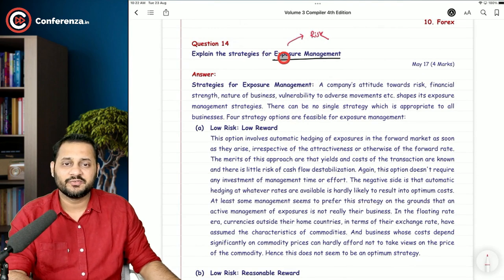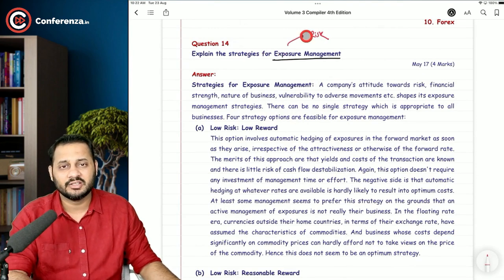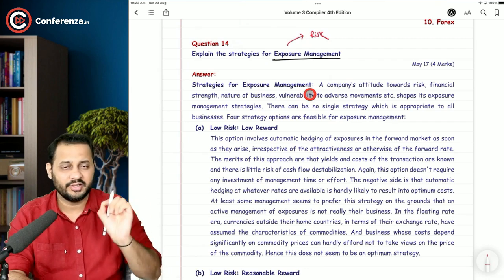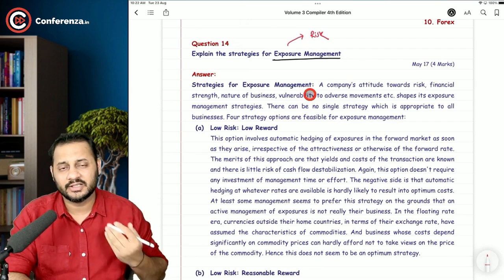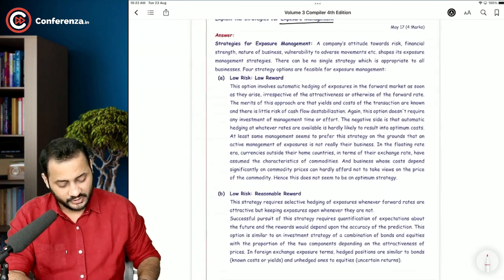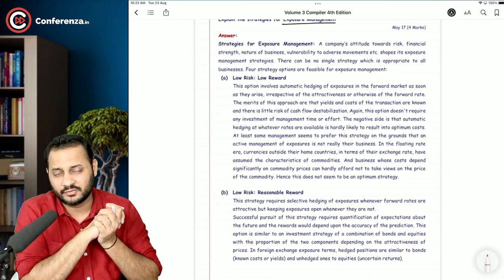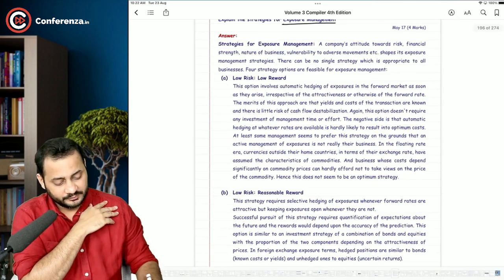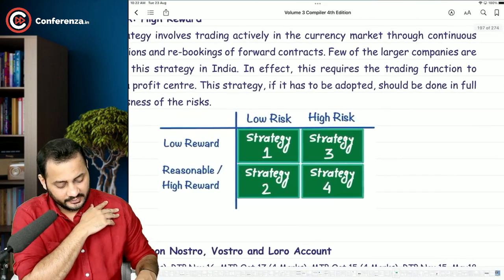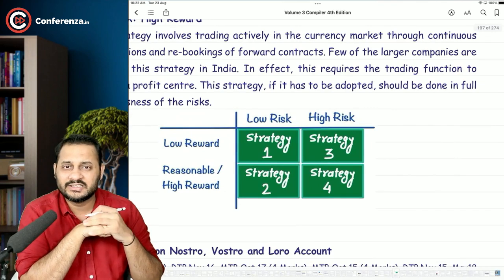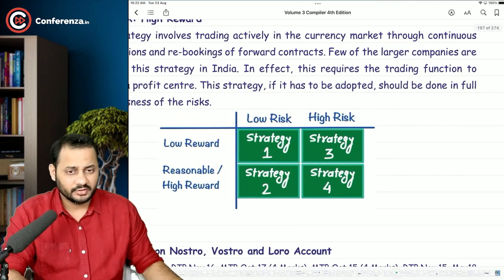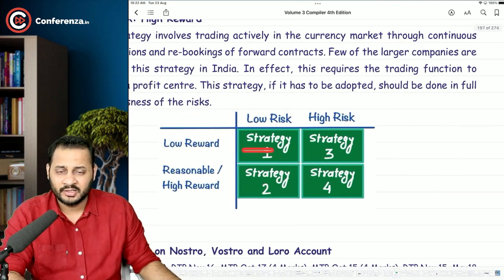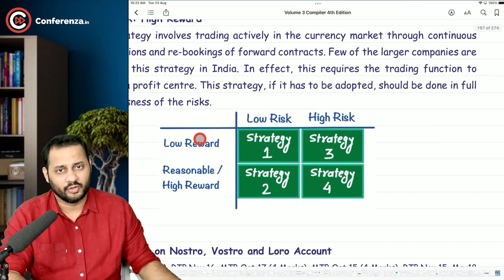Explain the strategies for exposure management. That means the risk management. We are going to read it line by line, and I will explain the meaning of those. So there are 4 different strategies for the exposure management, and you can create a matrix out of these strategies like this. The very first strategy is strategy number 1, low risk, low reward.